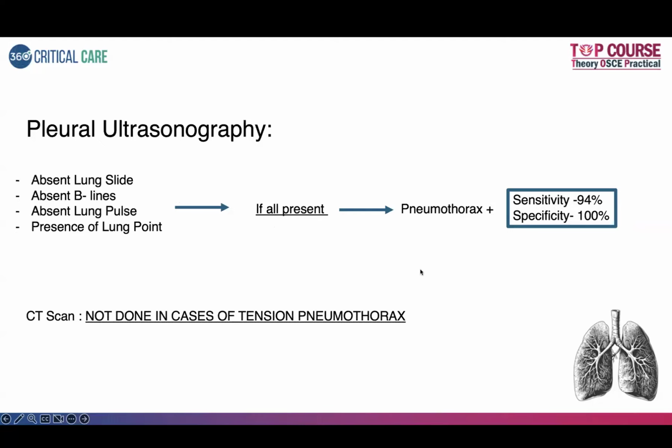CT scan is usually not done in cases of tension pneumothorax because of logistic issues. When the patient is already that sick, it is very difficult to transport the patient all the way to the CT room, get it done, and then shift back. You have better modalities that can be done at the bedside for diagnosis.